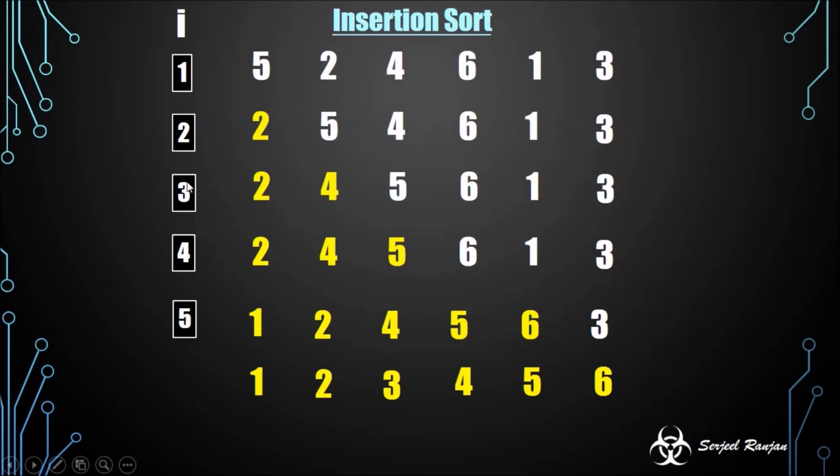Now the I value is 3. 3 in the sense 0, 1, 2, 3. It is pointing to the value 6. Okay, so where should 6 go? The 6 should be kept on the right side of the 5, which is by default present. That is good. So in the next line it is anyway present after 5.